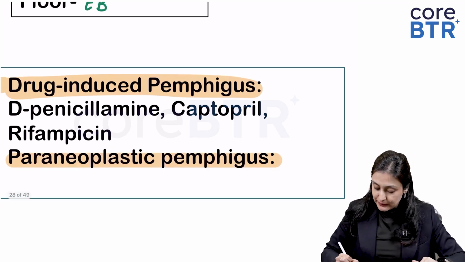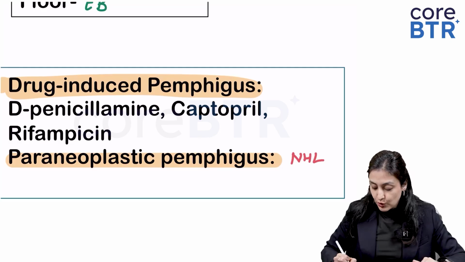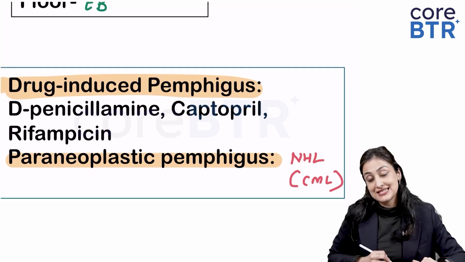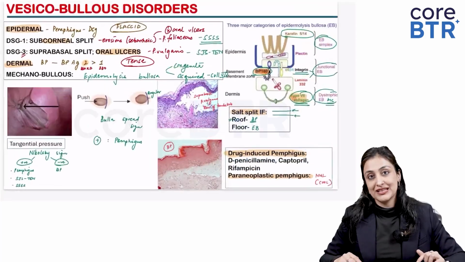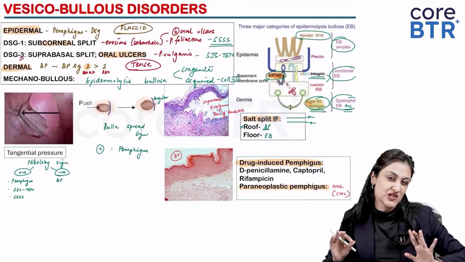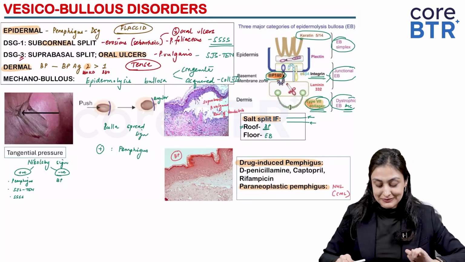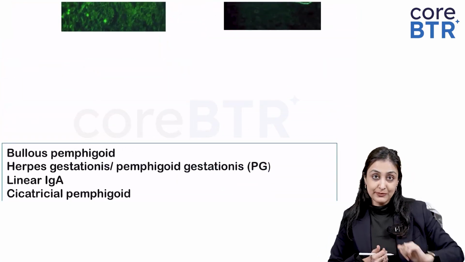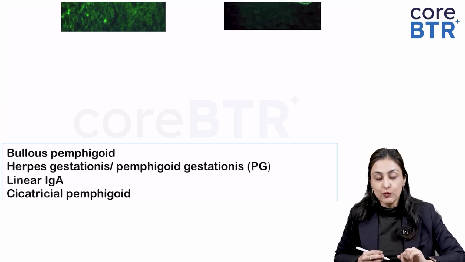Paraneoplastic, you just want to remember the most common causes, non-Hodgkin's lymphoma like CML, right? So you can just remember that it's a paraneoplastic pemphigus. If this comes, party, okay? Then there are a few more types also. Let me address that first and then we look at more images.